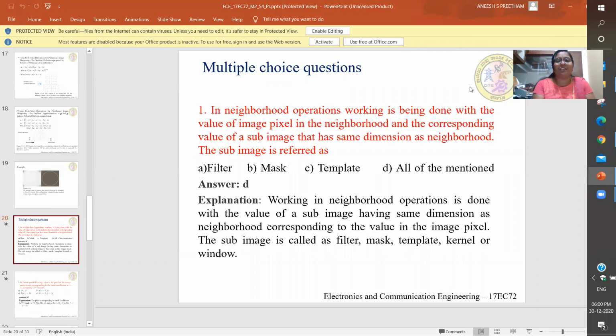In neighborhood operation, working is being done with the value of image pixel in the neighborhood and the corresponding value of sub-image that has same dimension as neighborhood. The sub-image is referred as, following are the options. First one filter, second is the mask, and third is the template. Fourth is all of the mentioned. So what is the answer? It's option D, all of the mentioned. That is, the sub-image is referred as filter, mask, and even the template.